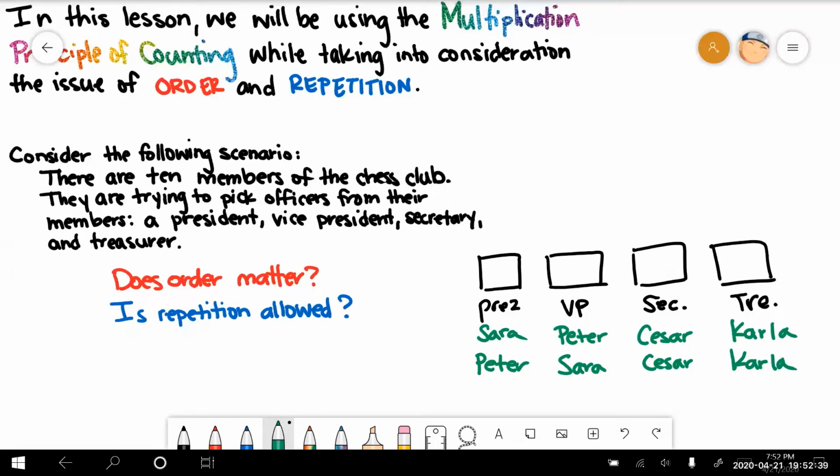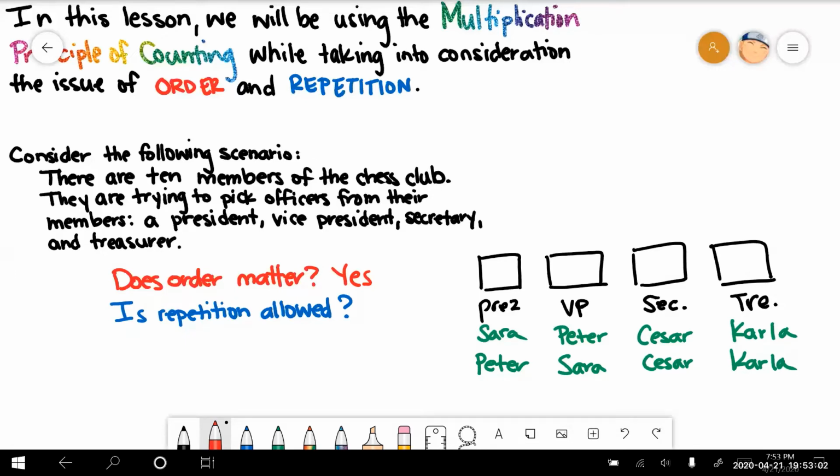Well, in this situation, our answer would be most definitely yes. Because if I drew Sarah from the hat first, she became president. And then if I picked Peter, he would have become vice president, and so on and so forth. If I had switched that and instead pulled Peter out of the hat first, he became president. And then Sarah vice president, and so on and so forth.